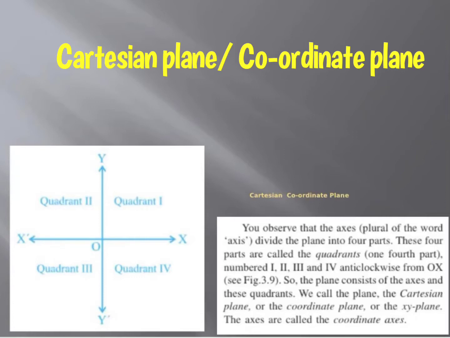You observe that the axes, which is the plural form of axis, divide the plane into 4 parts. These 4 parts are called quadrants, meaning 1/4. That is, the plane is divided into 4 equal parts, and they are numbered 1, 2, 3, 4 in anti-clockwise direction from OX. So the plane in which they are combined consists of the axes and these quadrants. We can call it a plane, or Cartesian plane, or coordinate plane, or XY plane. You can name it in either way, and these axes are called coordinate axes.